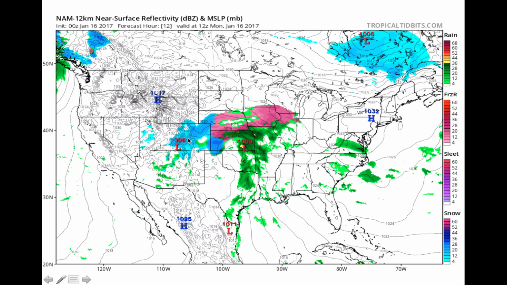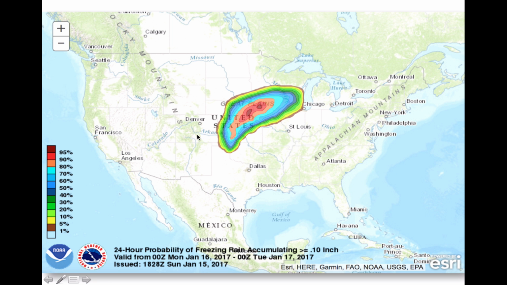Well, then notice this. On the back side of the system, that's where you're going to get all your snow falling. So there's this very common transition in these winter storms, rain to freezing rain and sleet, and then on the backside, snow. Well, the problem is going to be right here.